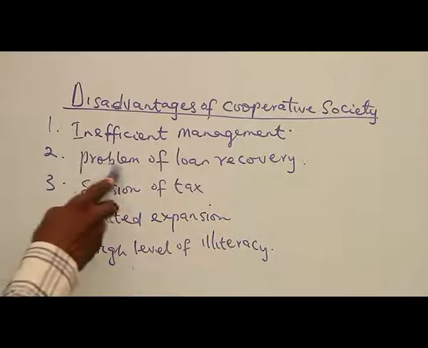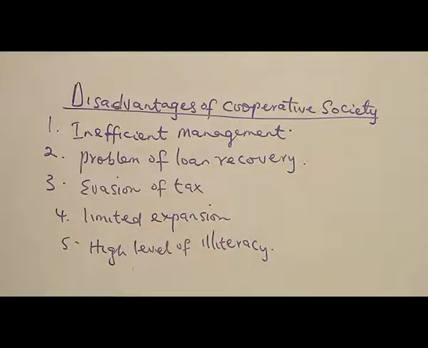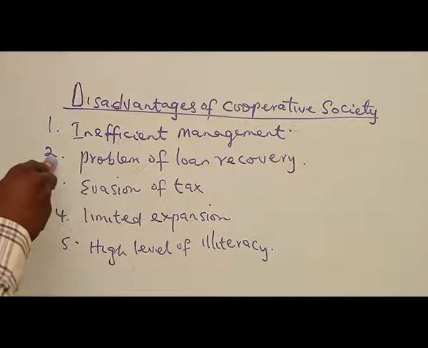Number 2, problem of loan recovery. When a member is granted a loan, the society finds it difficult to recover the loan from these people. At the end of the day, they won't be able to get the whole money back. So this can lead to closure of the cooperative society.